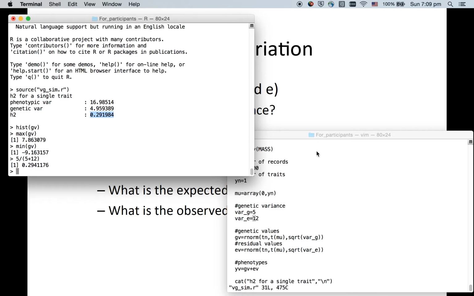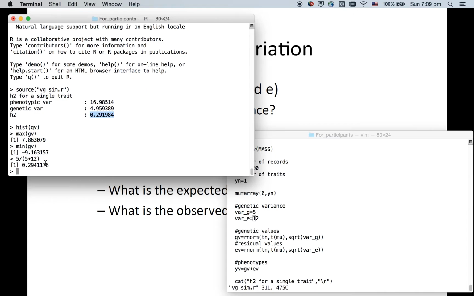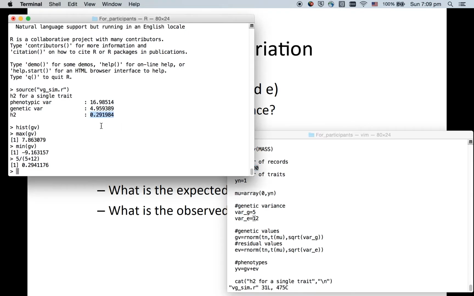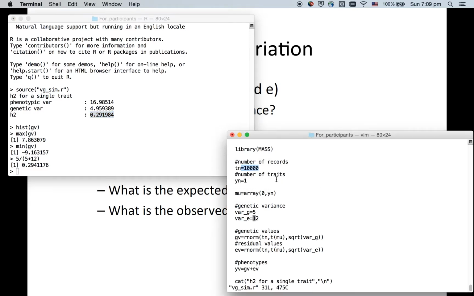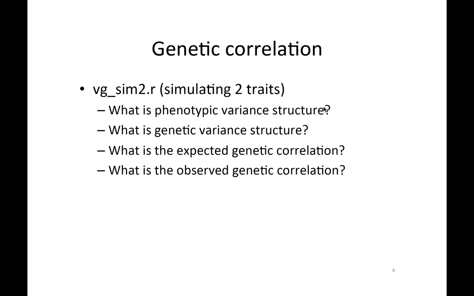This is because we use the stochastic simulation. That's why there is a sampling error that depends on the number of records. Okay, so if this number of records is smaller, then the difference is larger. If this number is large and goes to infinity, then expectation and observation become closer and closer. Okay.